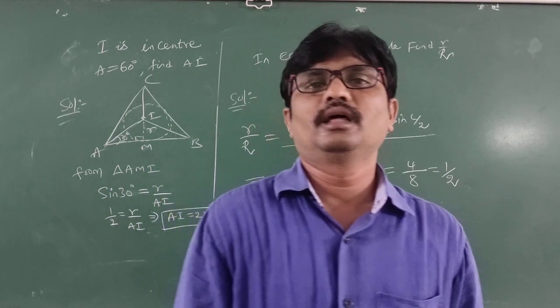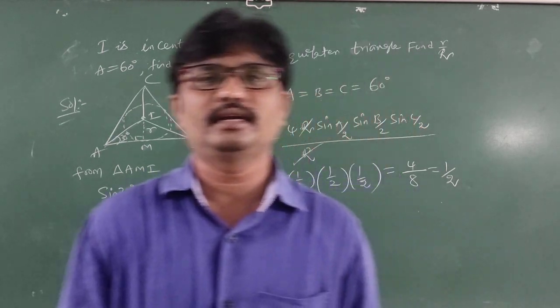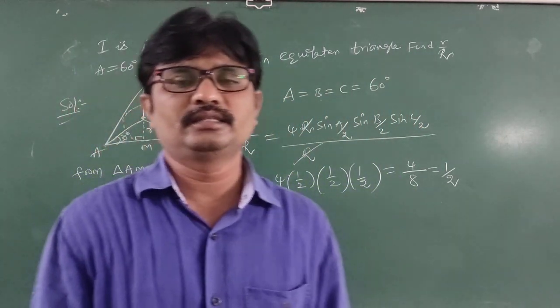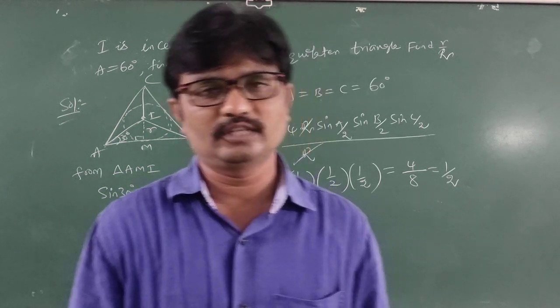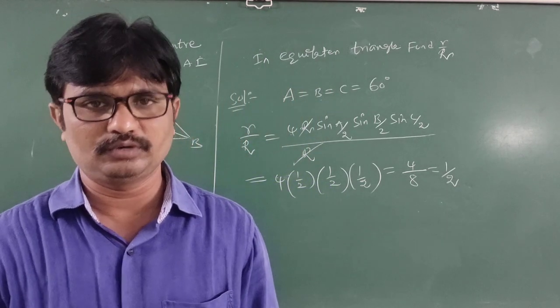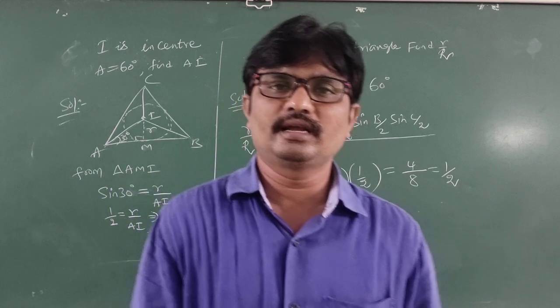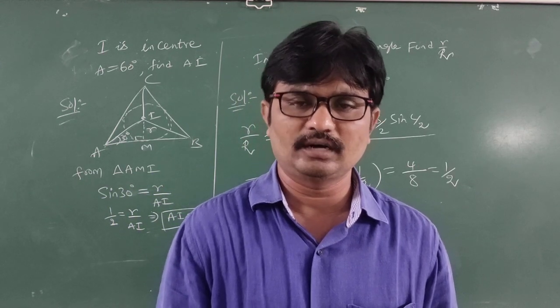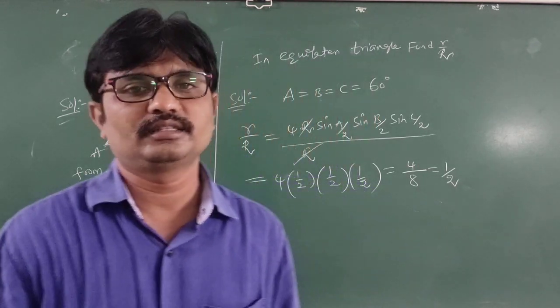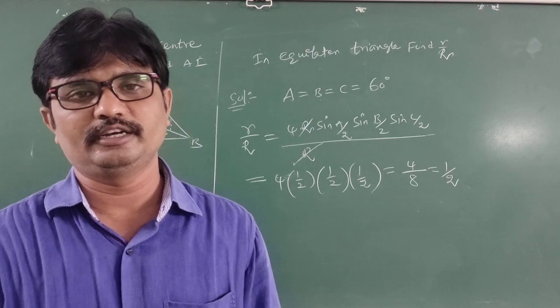Okay students, the small r formulas are: delta by S; r is (S minus a) tan A by 2, into (S minus b) tan B by 2, into (S minus c) tan C by 2; and small r is a by (cot B by 2 plus cot C by 2); and small r is 4R sin A by 2 into sin B by 2 into sin C by 2.